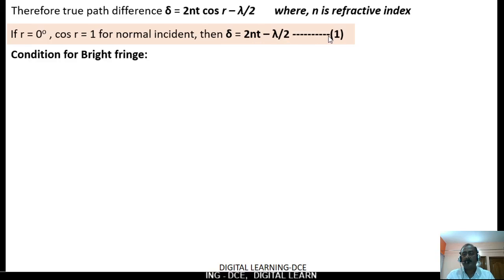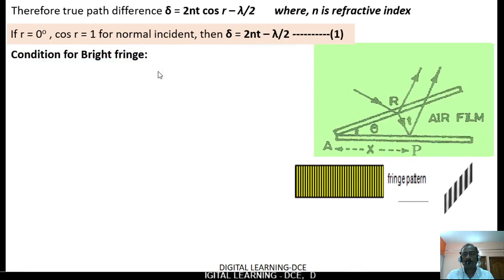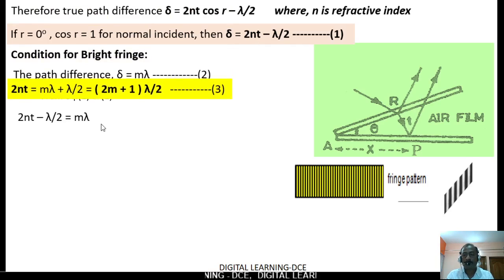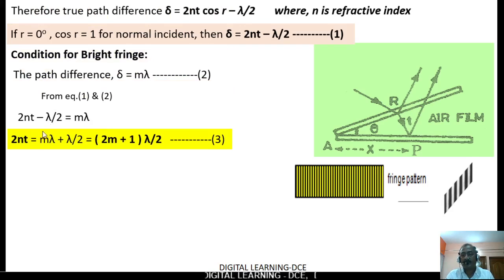Let us see the conditions for bright fringe. The path difference for bright fringe is m lambda. Let it be equation 2. From equations 1 and 2, on equating these two, we get 2nt minus lambda by 2 equals m lambda. Therefore, on further simplification, 2nt equals m lambda plus lambda by 2, that is, 2m plus 1 into lambda by 2. Let it be equation 3.